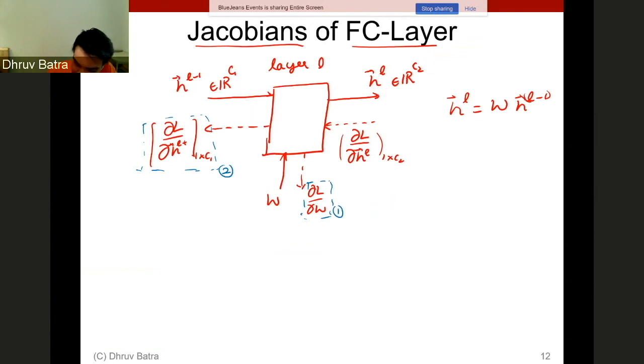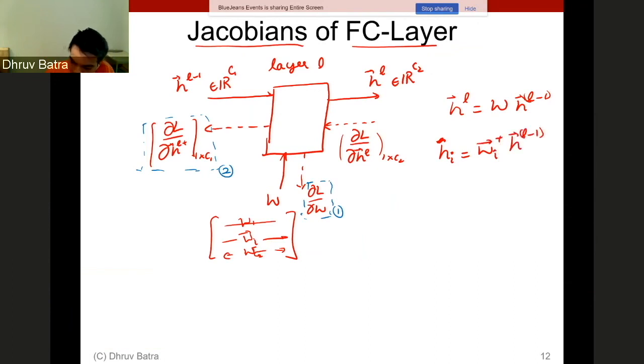The calculation that comes in handy is to remember two ways of looking at this. This matrix W is actually a matrix of weights, W_1 to W_C2, on the rows, and H_i is W_i transpose H^(L-1). So both these expressions are useful because they end up being useful in two different calculations. So let's calculate the first thing that we've been asked.